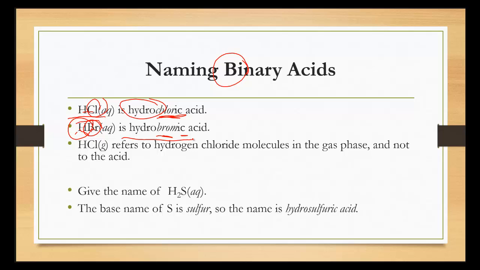HCl gas refers to hydrochloride molecules in a gas phase and not the acid. Notice that this is AQ. It has to be dissolved in water for it to be considered an acid.